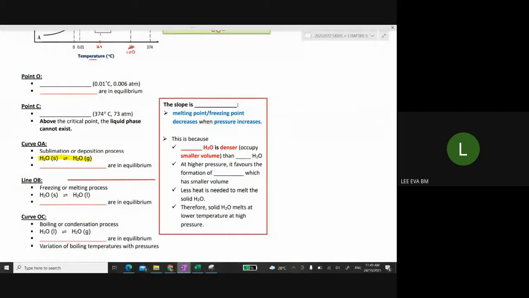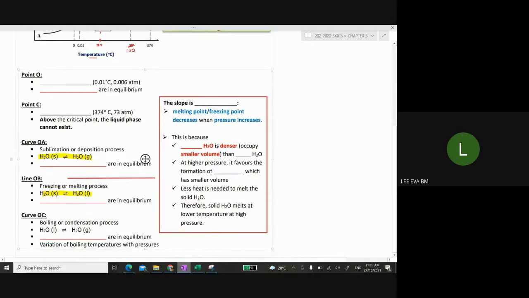Okay, and then line OB refers to the freezing or melting process. We can also write the formula solid H2O in equilibrium with liquid H2O. So the blank space you can fill in on your own. And the last one over here, curve OC, refers to your boiling or condensation process. So liquid H2O in equilibrium with gaseous H2O.